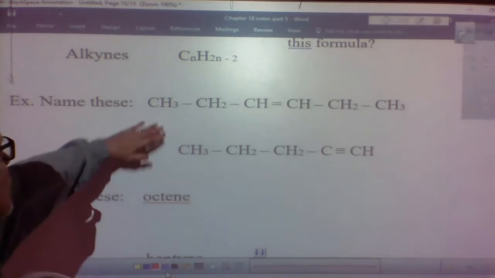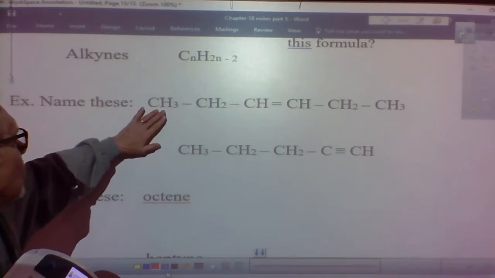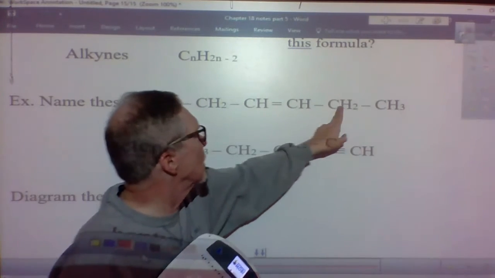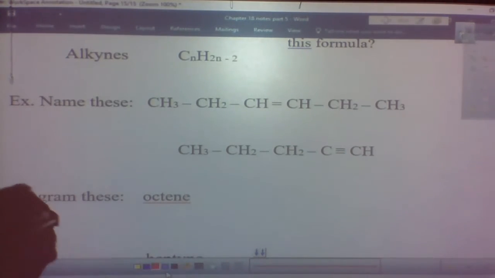So here's our first one. Let's see. What do you have to start with? Count the carbons. 1, 2, 3, 4, 5, 6. Okay, so 6. What's the root for 6? Hex.